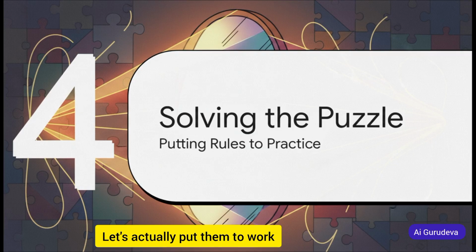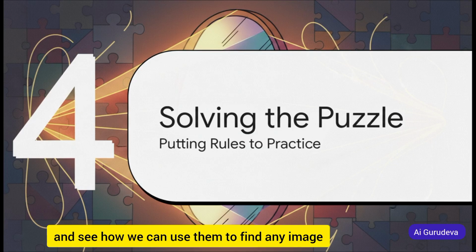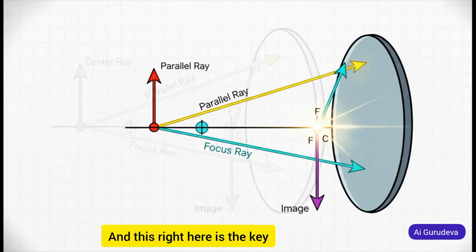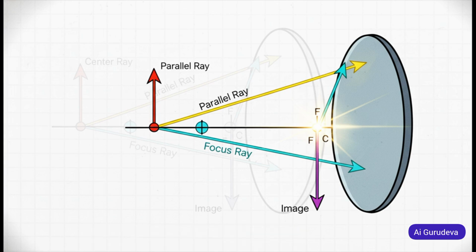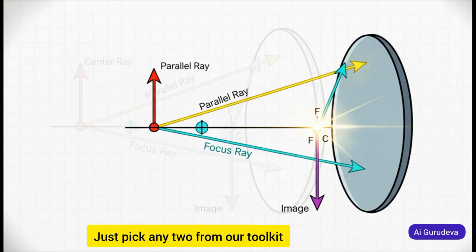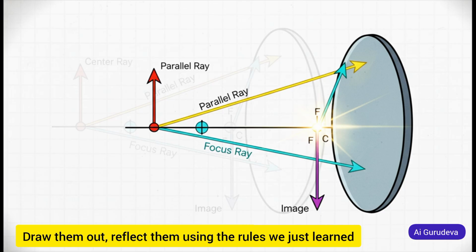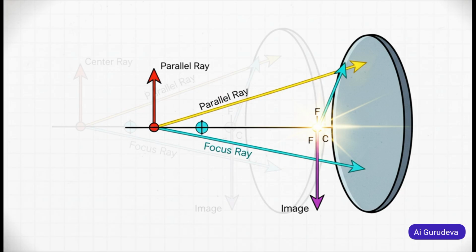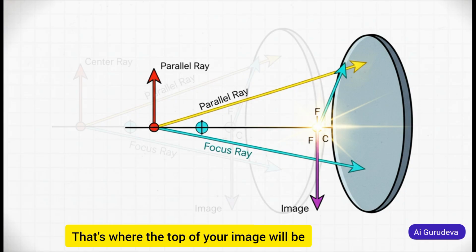Okay, we've got our toolkit, we know the 4 golden rules, now for the fun part. Let's actually put them to work and see how we can use them to find any image formed by any spherical mirror. And this right here is the key that unlocks the entire process. You do not need to draw all 4 rays. Just pick any 2 from our toolkit, whichever 2 seem easiest for the situation. Draw them out, reflect them using the rules we just learned, and then find the exact spot where those 2 reflected rays cross. That single intersection point, that's it. That's where the top of your image will be.